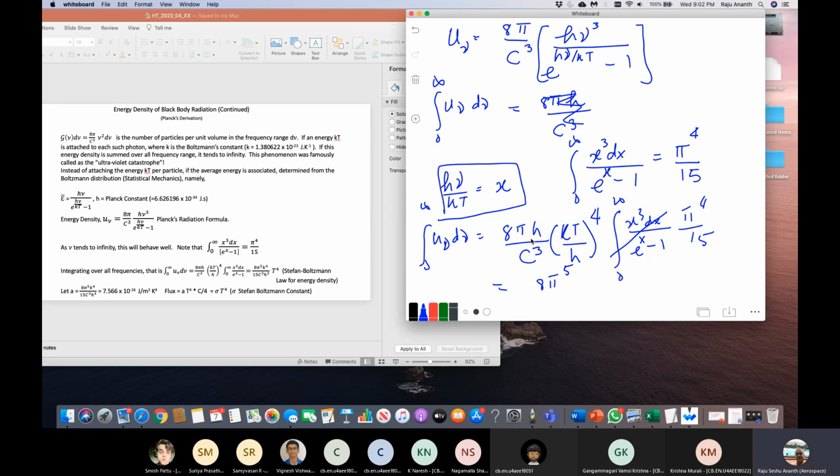Yeah, because there's 1 pi here, so this pi over 4, pi over 4, that's why 8 pi^5 came in, and k^4 divided by 15 c^3 h^3 T^4. Now, this is not the Stefan-Boltzmann constant yet. Stefan-Boltzmann law, this is only a density. In other words, this is the density of the energy, that is, the total energy density.